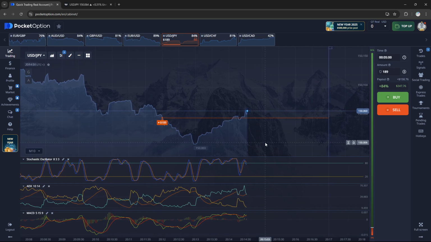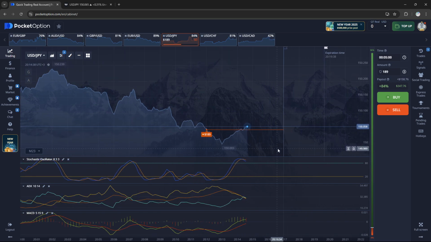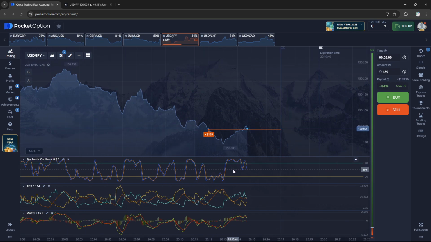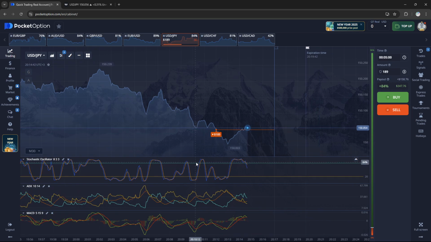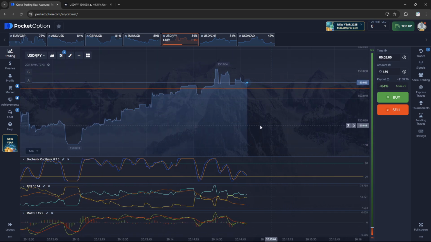Good luck, friends. Looking at this chart, you might think, wow, the price is climbing, it's gotta keep going up, right? But let me tell you, this climb? It's a trap. I'm already seeing the signs that the market is about to reverse and head straight down.